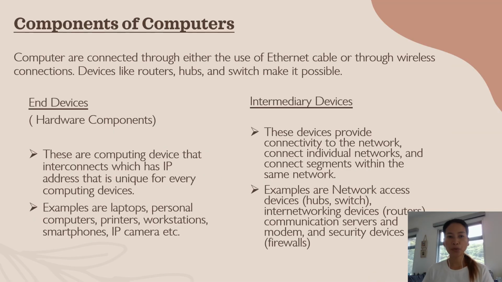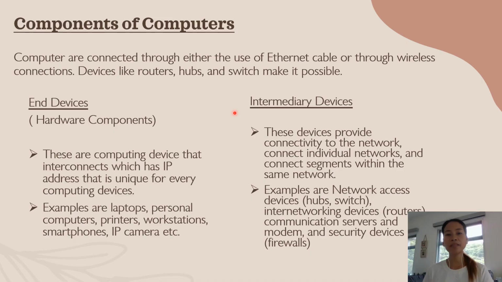So, components of computer networks. Computers are connected through either Ethernet cable or wireless connections. Devices like routers, hubs, and switches make it possible. So we have to determine end devices and intermediary devices. End devices are hardware components, the computing devices that interconnect, which have an IP address that is unique for every computing device. Examples are laptops, personal computers, printers, workstations, smartphones, IP cameras, etc.